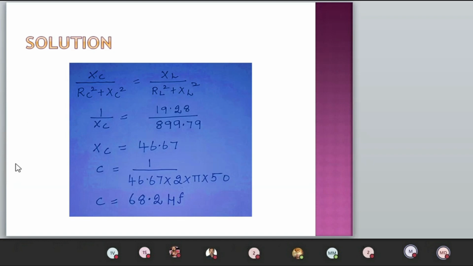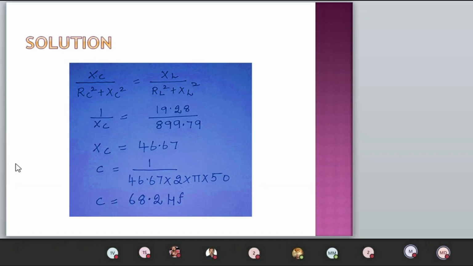What is the condition? The inductive reactance must be equal to the capacitive reactance. That is, XC divided by RC square plus XC square is equal to XL divided by RL square plus XL square. This is the condition for resonance for a parallel circuit.